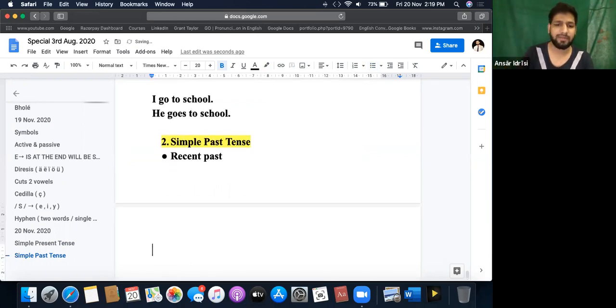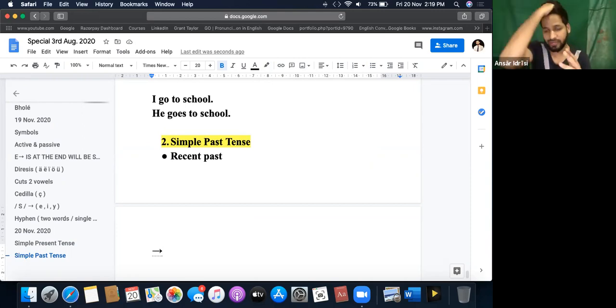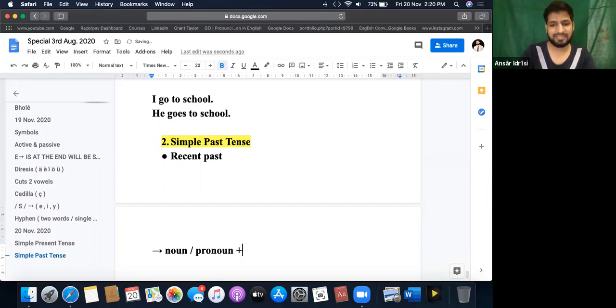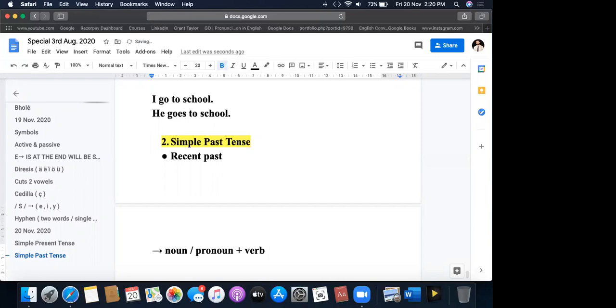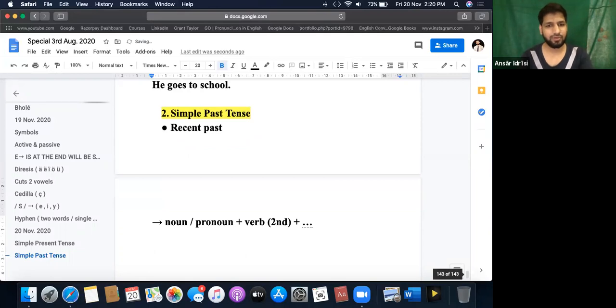Now, what is the formula for simple past tense? Noun or pronoun plus verb, second form. All the pronouns will come together: I, he, she, it, you, we, they. For all the pronouns, we have the same rule. Noun or pronoun plus verb second form plus context. That's the most important thing. That's it. Yes or no?